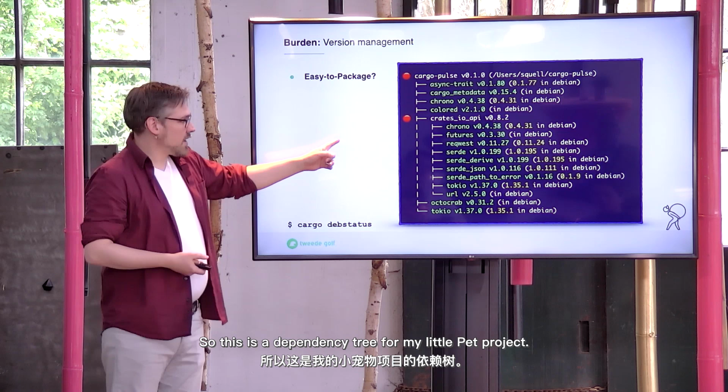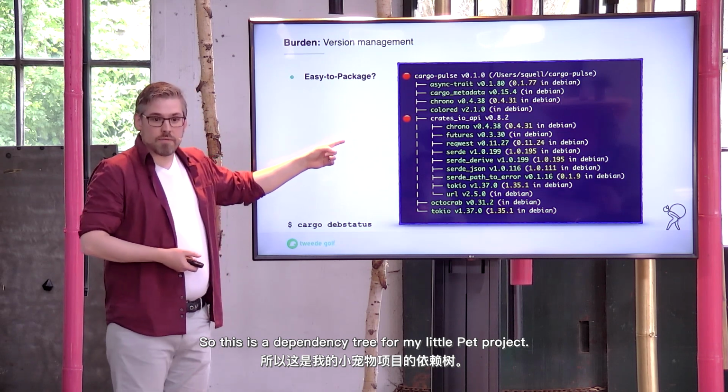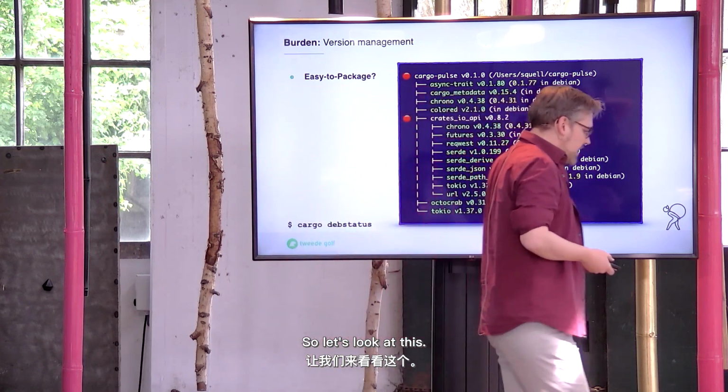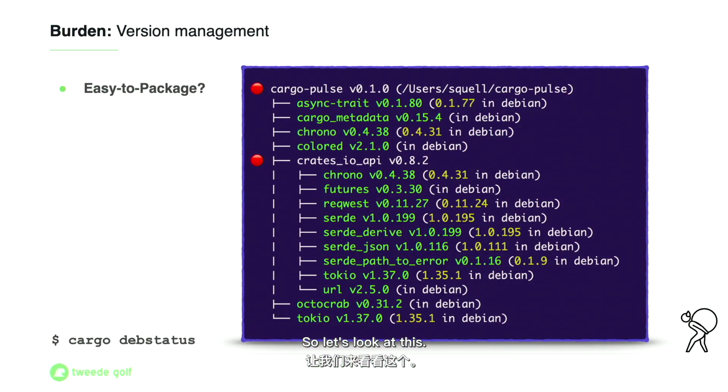So let's look a little bit at the burden problem. This is a dependency tree for my little pet project. Let's look at this. These are the dependencies that I added.